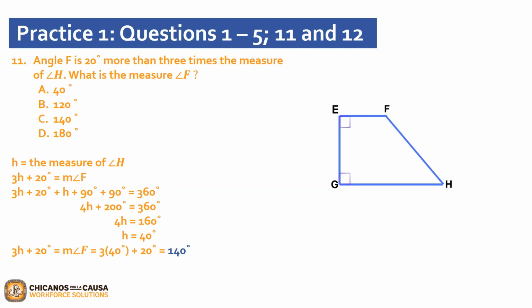So now we have to take those 40 degrees and plug it into our first equation, which is going to give us the measurement for angle F. Our first equation was 3H plus 20 degrees. When we replace the H with 40 degrees, we get 3 times 40 degrees plus 20 degrees, and that gives us 140 degrees. Therefore, the measurement of angle F is 140 degrees.